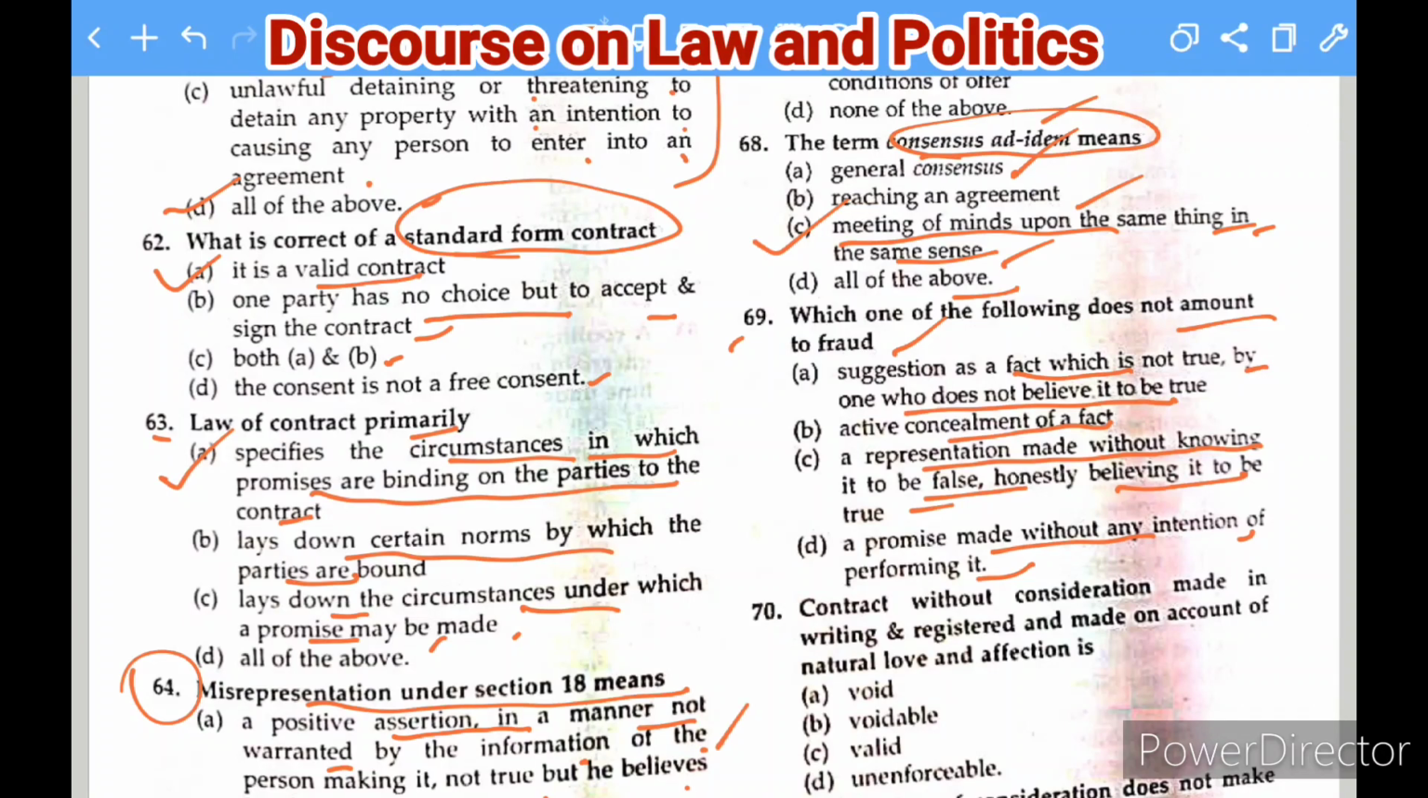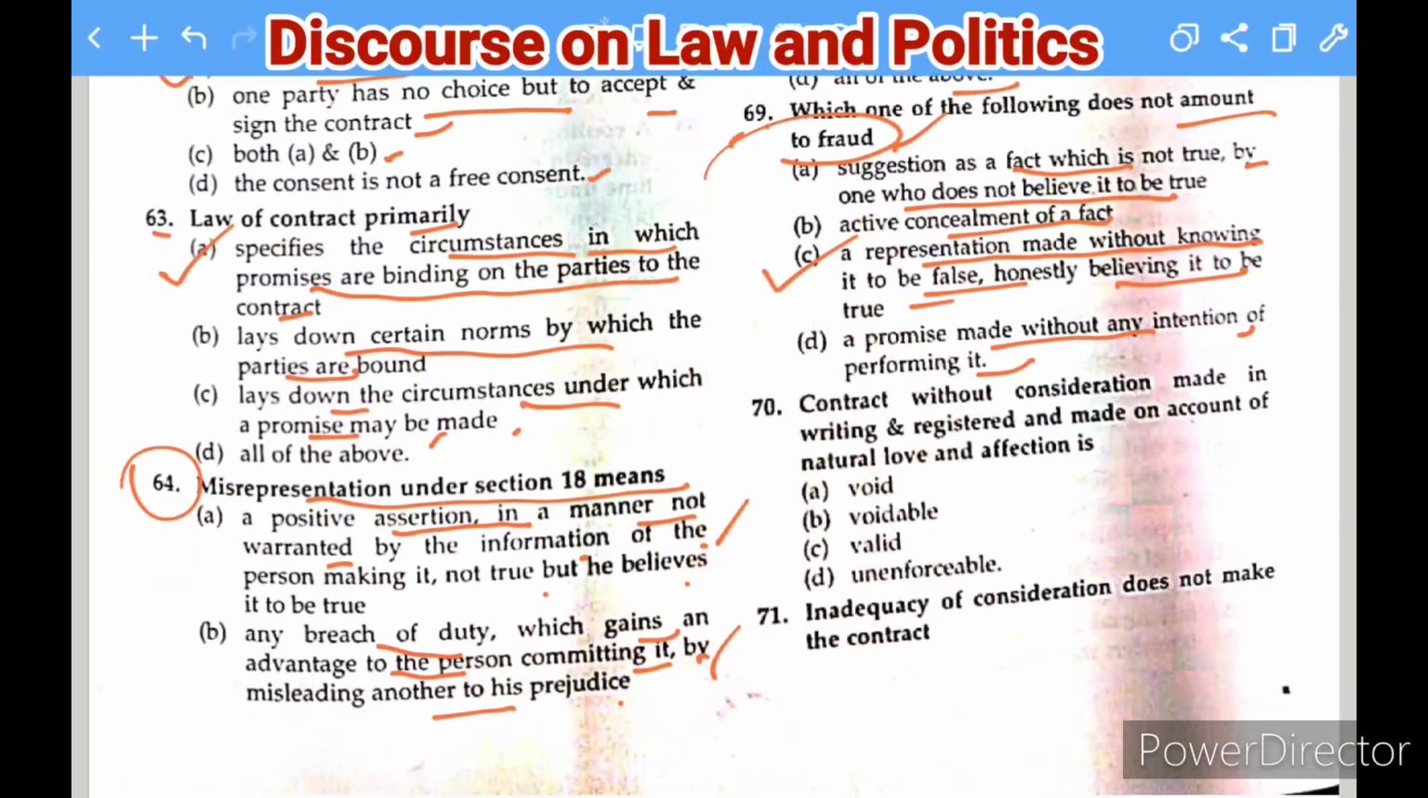So in these cases, it would not amount to fraud. So what you do, my friends, you can see here, option C is correct, because it says a representation made without knowing it to be false, honestly believing it to be true. So this is how you can find that he did not have any idea that it was false. He had a very honest opinion. But in other cases, he did not have an honest opinion, he did not have good intention.